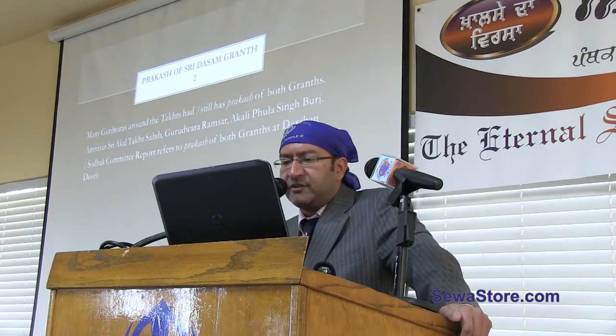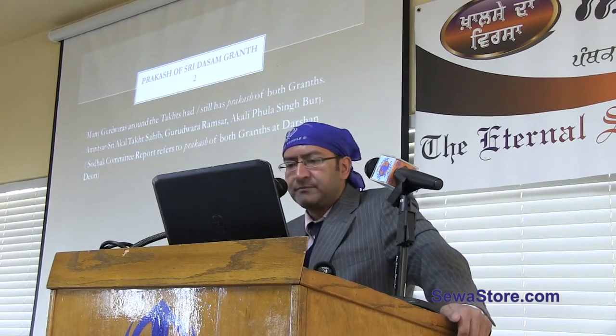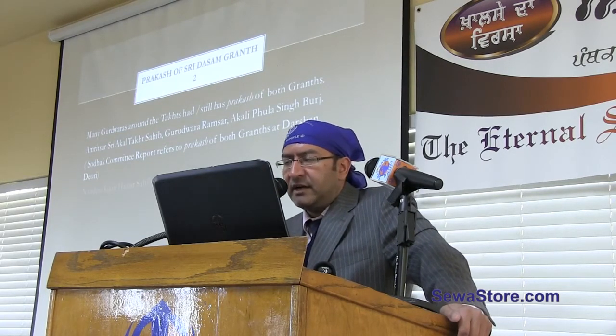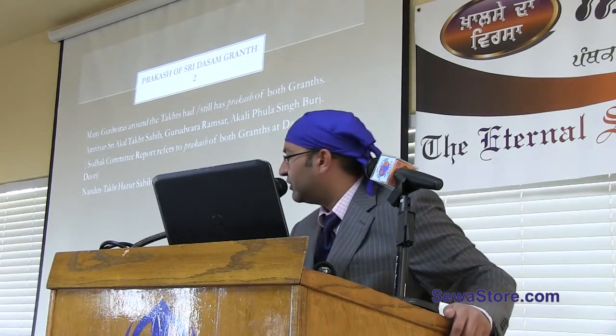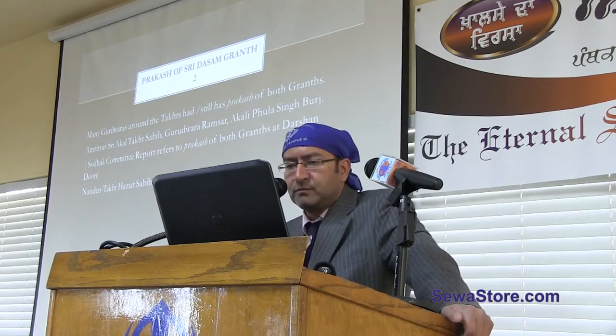According to the Sodhak Committee report, they refer to the prakash of both Granths at Amritsar and also outside at Darshani Deori before the completion of their report as well. At Nanded Sahib, at Takht Hazur Sahib and Gurdwara Mai Bhago, and also several other Gurdwaras, there's prakash of both Granths there as well.